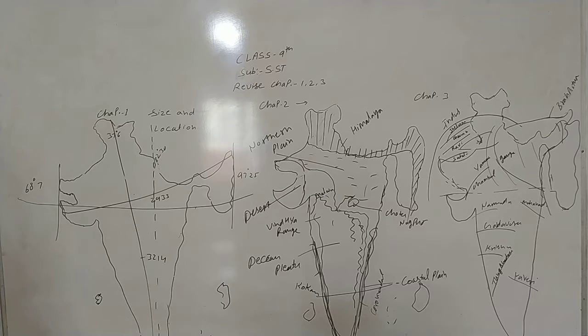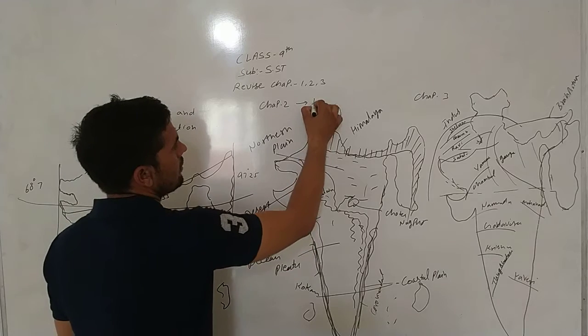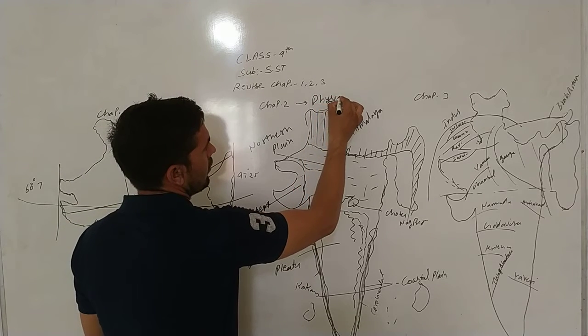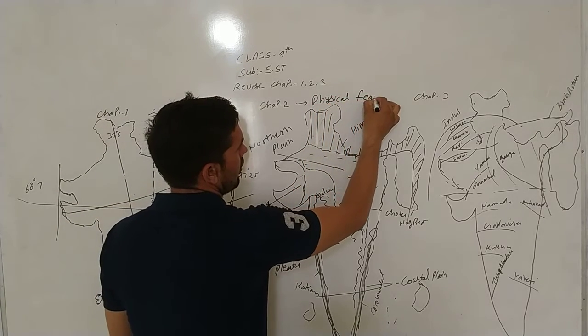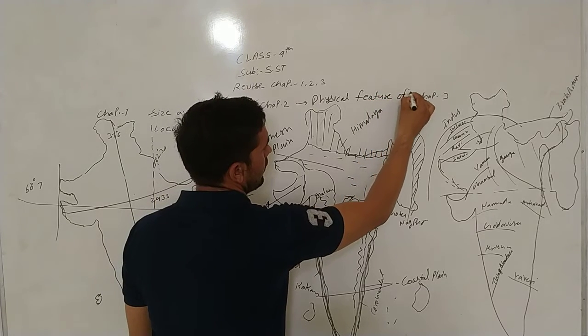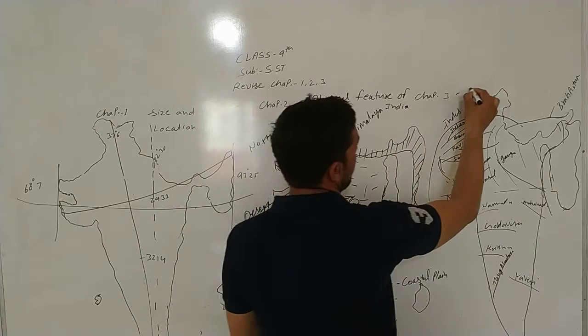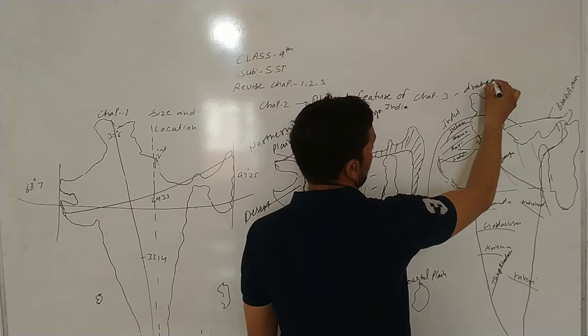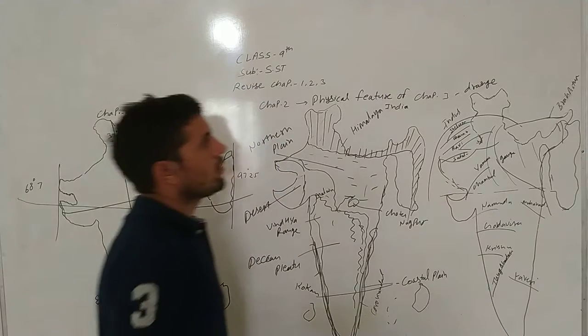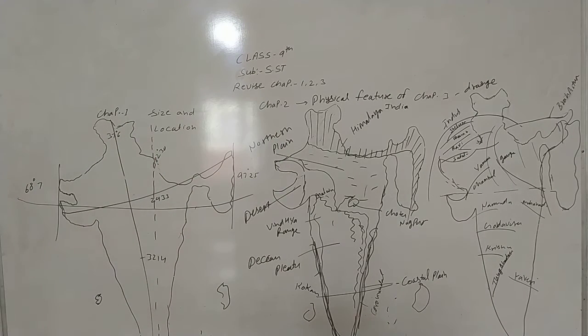The second chapter is related to Indian physical conditions, the physical features of India, and the third chapter is related to the drainage system. We have to do three chapters. First of all, we have to attend chapter number one.